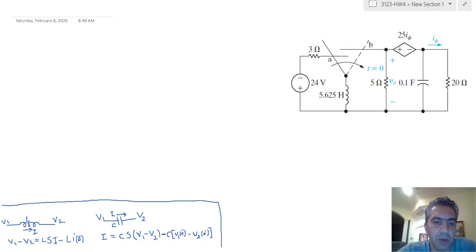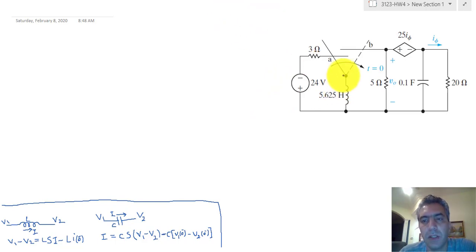As a reminder, I already have written the equations for inductor and capacitor in the Laplace domain down here. And when we start writing the equations for the circuit, we're going to use these two equations as a guideline to write our equations for components. With that, let's start the analysis.